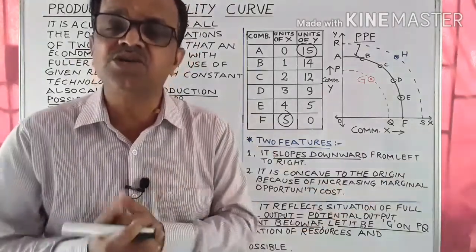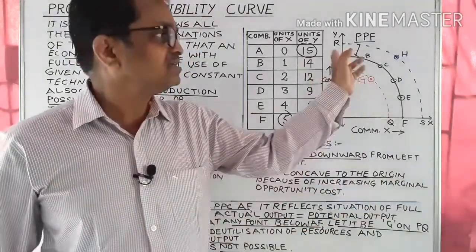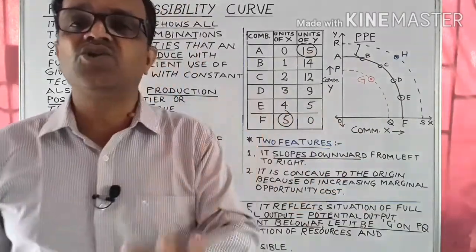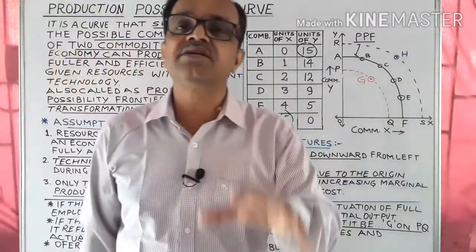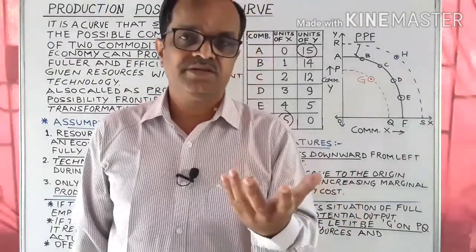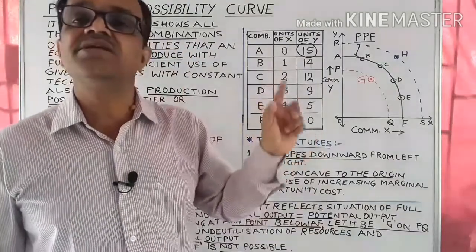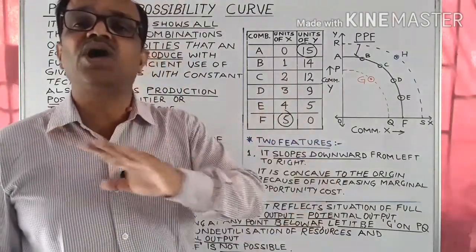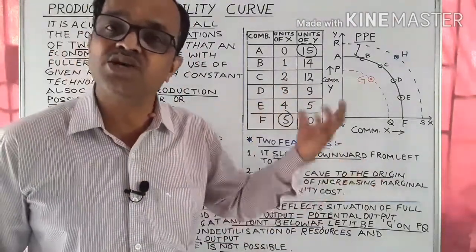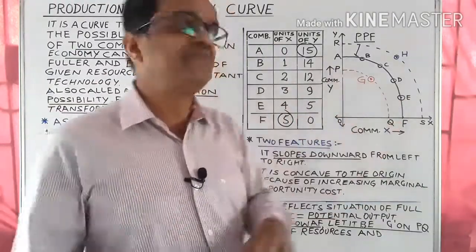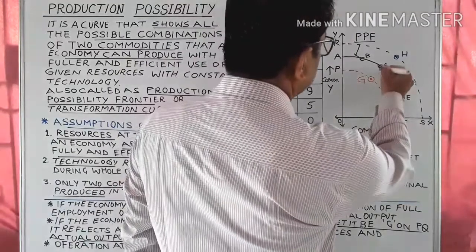Now, what is the basic reason behind this downward sloping curve? We already assume that the economy is operating at the level of full employment, meaning the economy is using its total resources at the level of full employment. There are no idle resources available in the economy. Suppose we are to produce more of X. Suppose this is the combination.